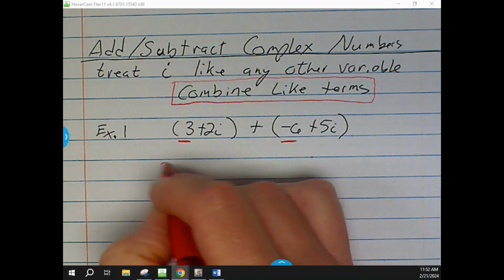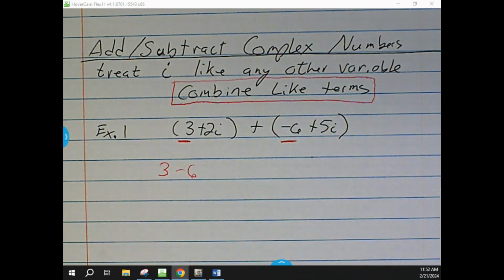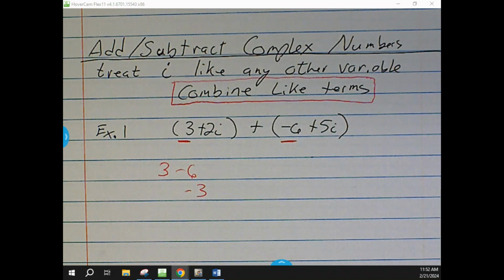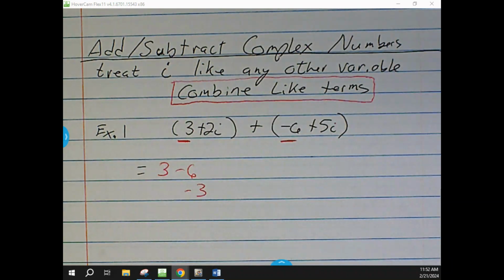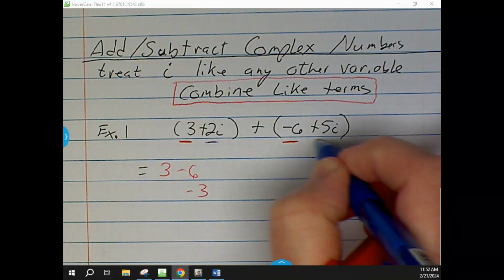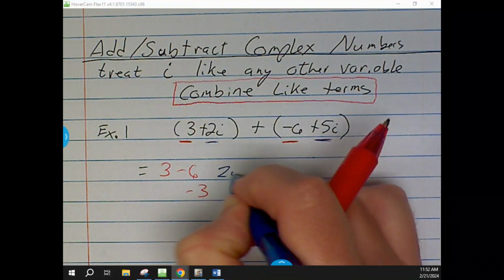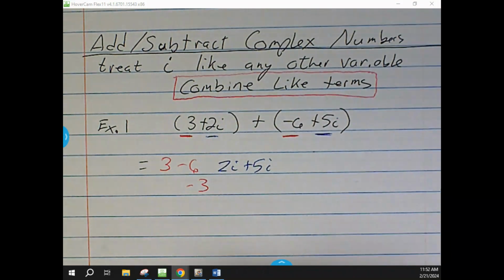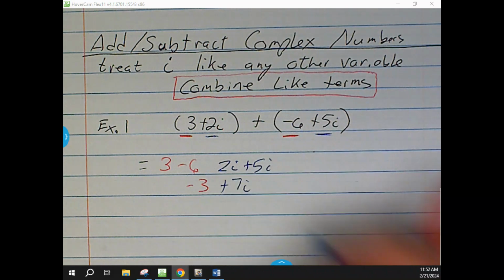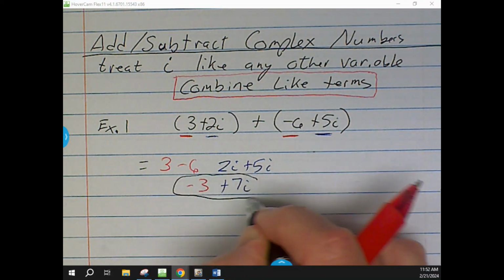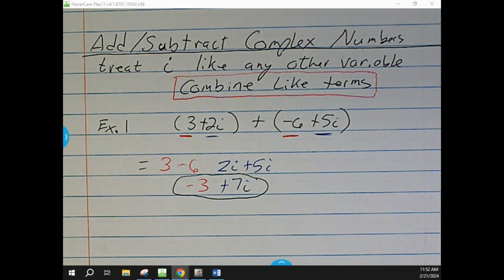So that is 3 minus 6, which is just negative 3. And then we'll do the same thing with imaginary numbers. You're going to have a positive 2i and a positive 5i. So you're going to do 2i plus 5i, which is going to make a positive 7i. And that's the answer that you're looking for.